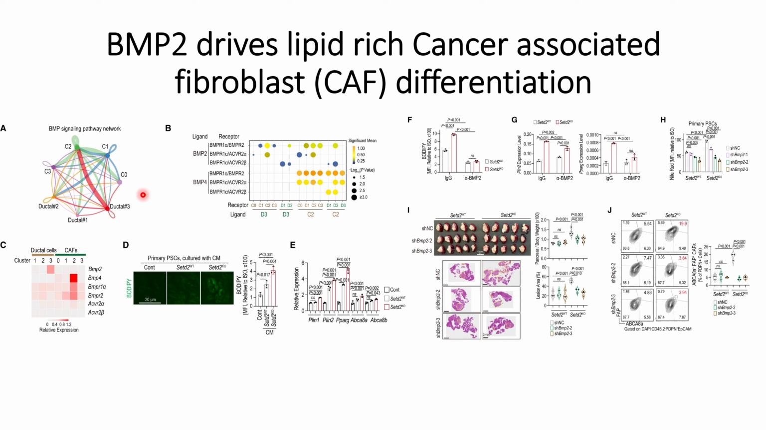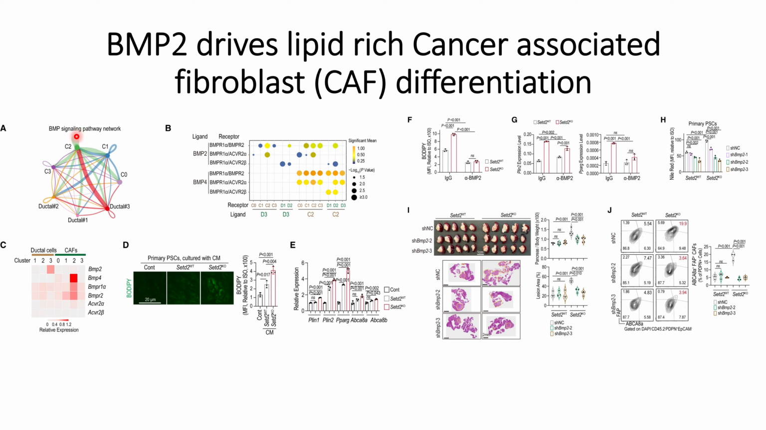So from the RNA-seq data and from the previous literature, they have found out that it's the BMP signaling pathways that dominate predominantly in these clusters that they have identified in the cancer-associated fibroblast and also the different kinds of pancreatic tumor clusters. And what they have found out is that BMP2 signaling helps in the interactions of this ductal 3 tumor cells with this C2 cancer-associated fibroblast.